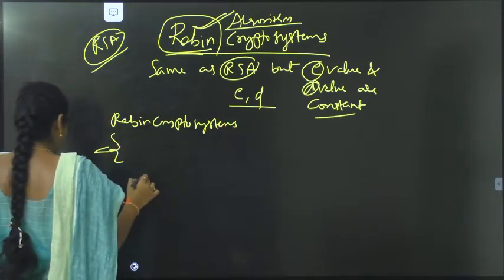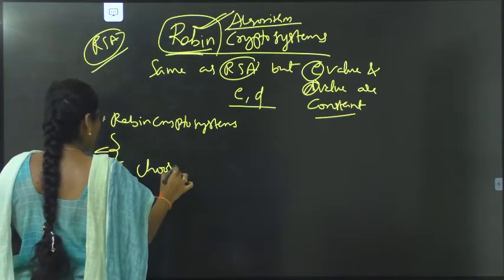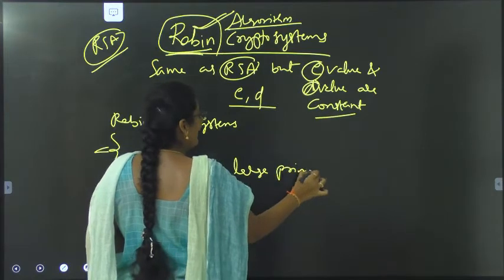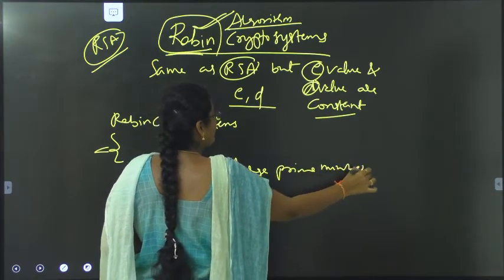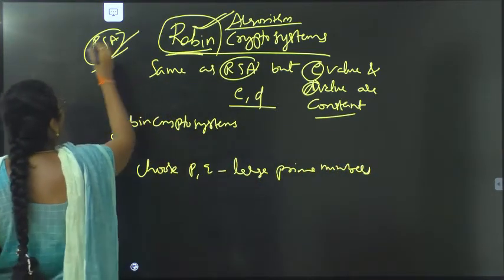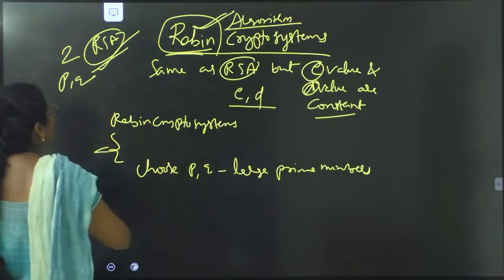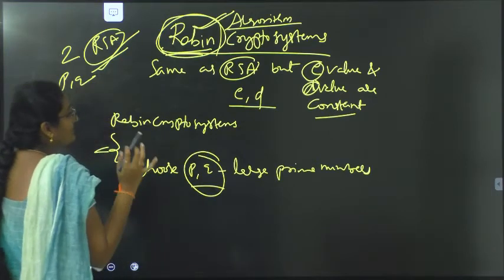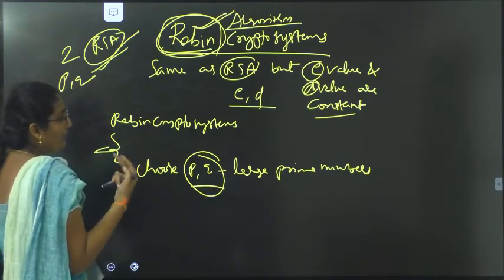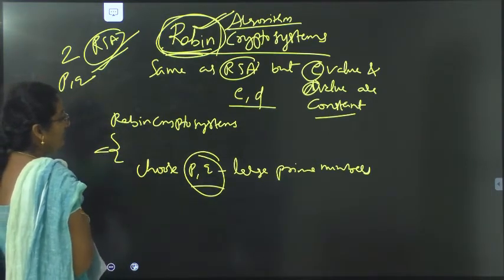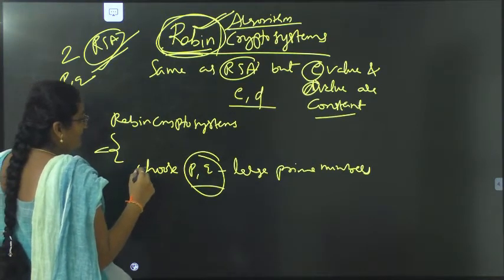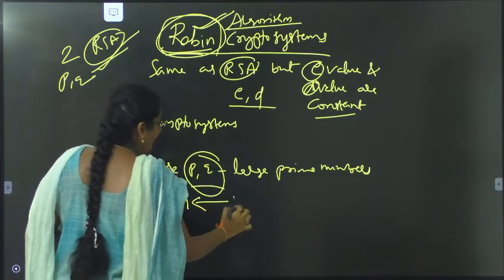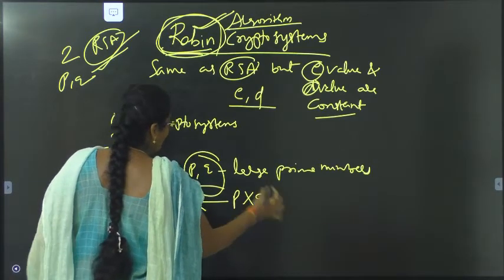So what we have to take? We have to choose P comma Q, which are large prime numbers. This is why we are talking about prime numbers always. In RSA we have two prime numbers P comma Q. In Rabin crypto systems we have two prime numbers P comma Q. This is why we have spoken about prime numbers in mathematics of asymmetric encryption. So you have to choose two large prime numbers P comma Q. Then you have to find the value of n, nothing but the product of the two large prime numbers.